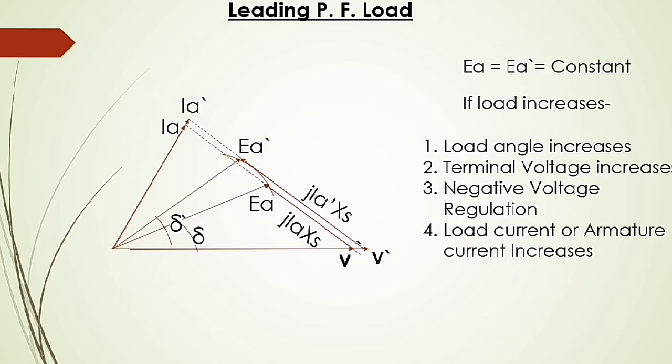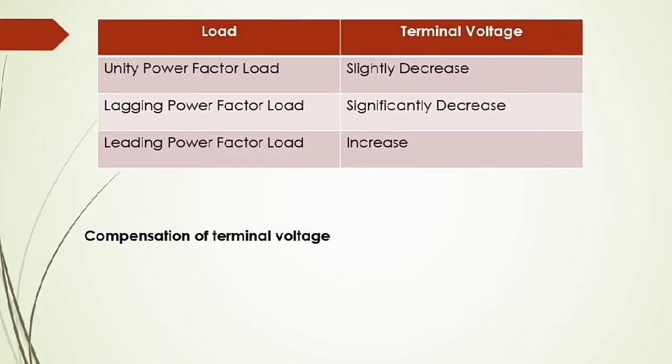So here you see, if the load is increased for a unity power factor load, the terminal voltage slightly decreases. For the lagging power factor load, if the load increases, the terminal voltage decreases. For leading power factor load, if the load increases, the terminal voltage increases. So here we see the terminal voltage is varying.